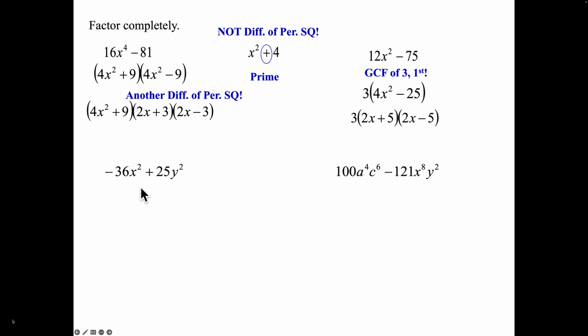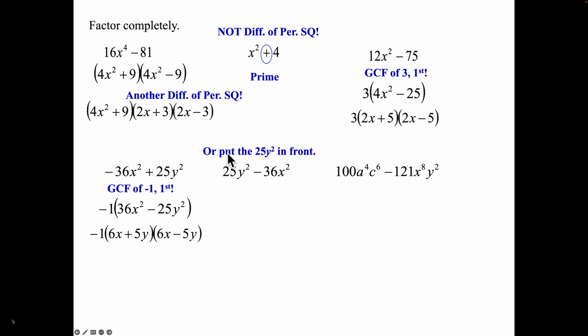Okay, this is a trick question. One of two ways to do this problem. The negative is on the first term, not the second term. So you could take out a negative 1 and make it 36x squared minus 25y squared and say these are perfect squares. 6x plus 5y, once you take the square root of the 36 and the 25, and the x squared and the y squared, and 6x minus 5y. That's one possible way of doing it.